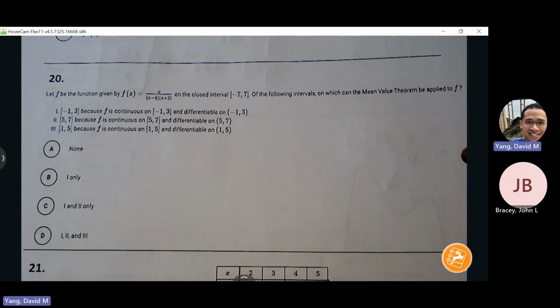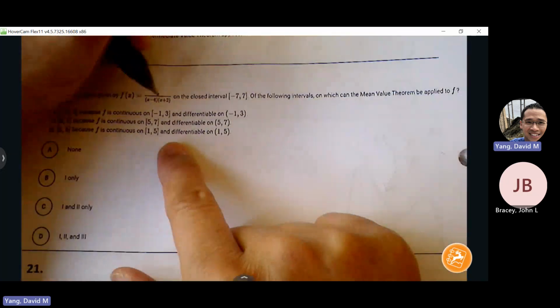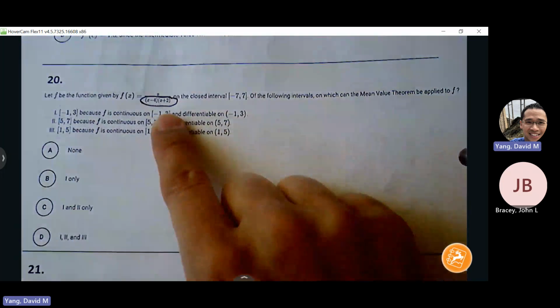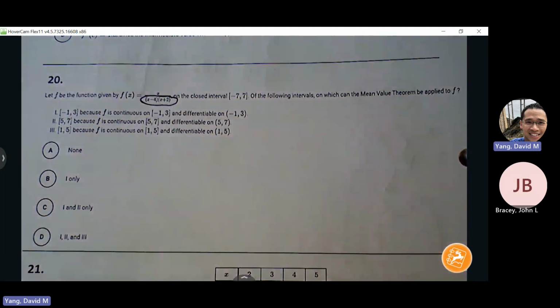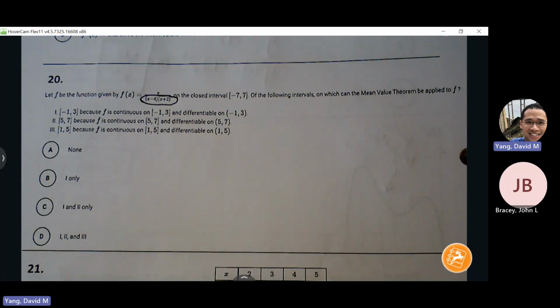Okay, we have f of x. Of the following intervals, on which can the mean value theorem be applied? Well, we know mean value theorem has to be on an interval where there's no sudden breaks, right? The whole function does not have to be continuous or differentiable, but at least for the interval, it needs to be continuous. So we know that there are some discontinuities along this graph. So we know that mean value theorem cannot cross over any of these x-intercepts.